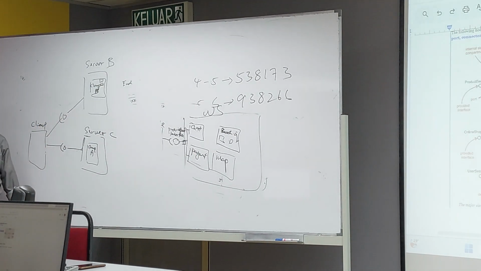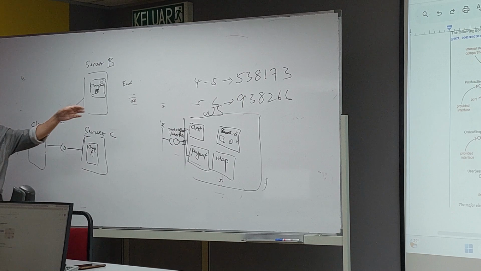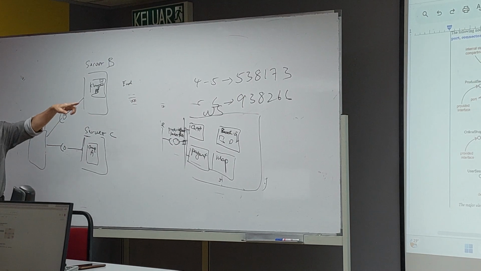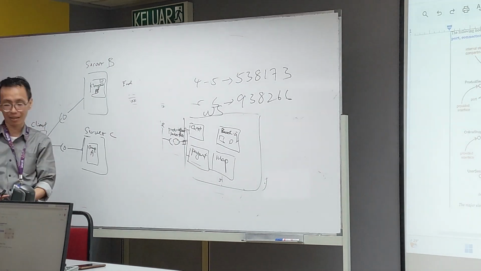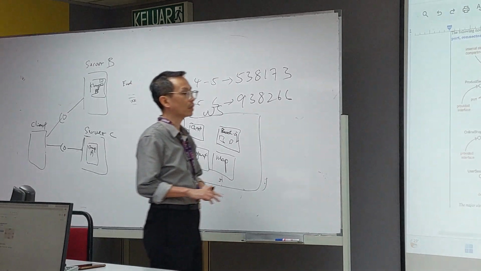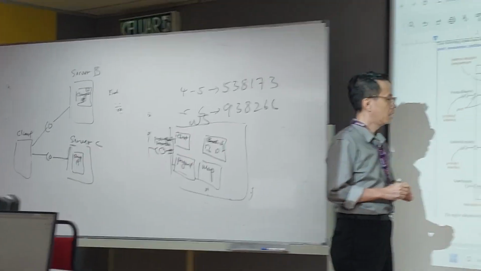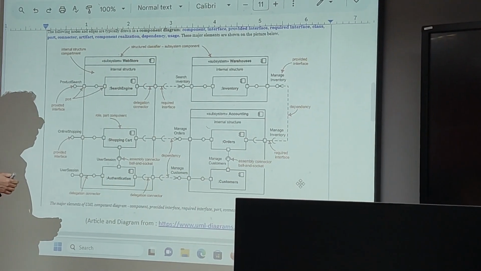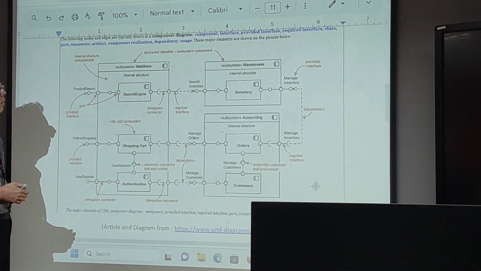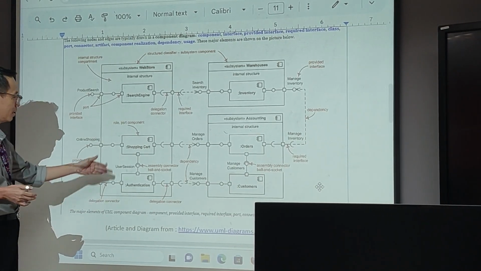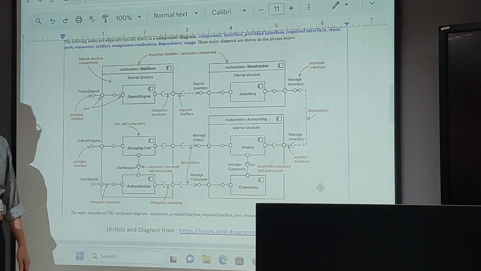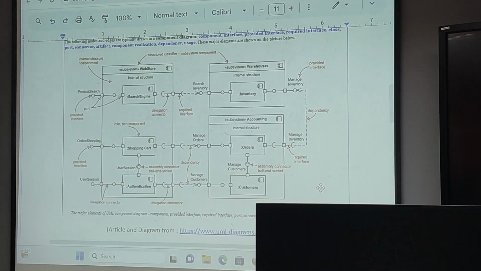Understand? This is a different meaning from using the assembly. And then, anything else I'm missing? No. So you can see that this is an example of a component diagram. Any questions in class? Any questions for the component diagram?